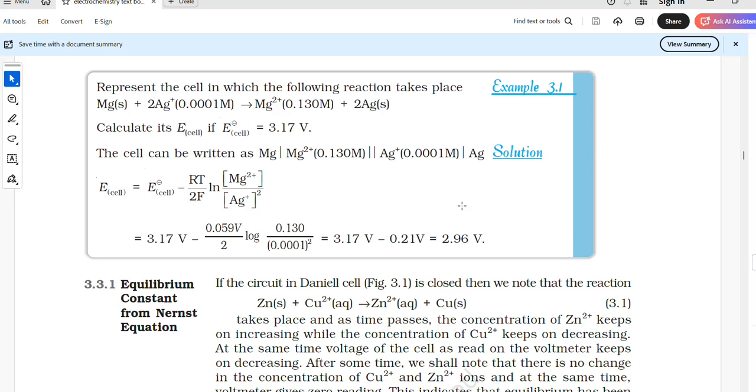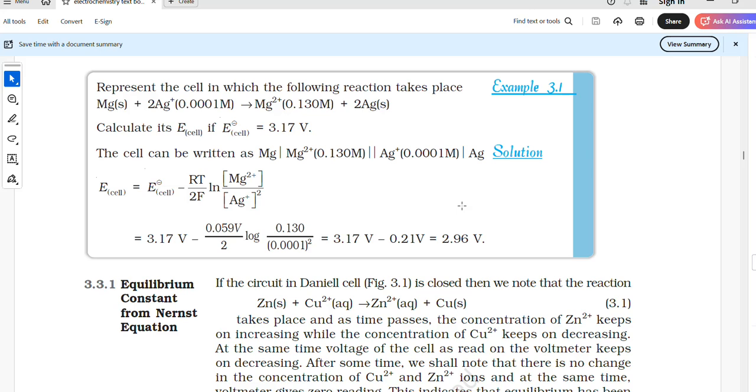Okay, 10 power plus 8, and make it as a scientific notation. Can I write down the scientific notation for 0.13 into 10 power 8, which is nothing but 1.3 into 10 power 7? So 3.17 minus 0.03 into log of 1.3 into 10 power 7. That is already minus 1, so you can safely put 7.